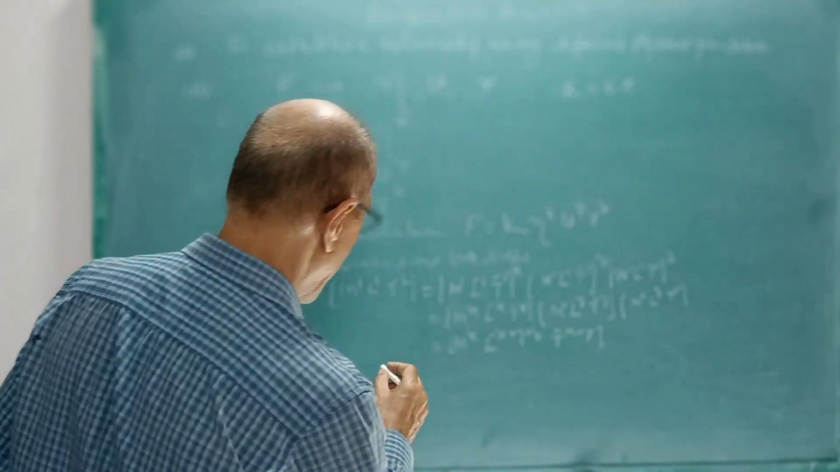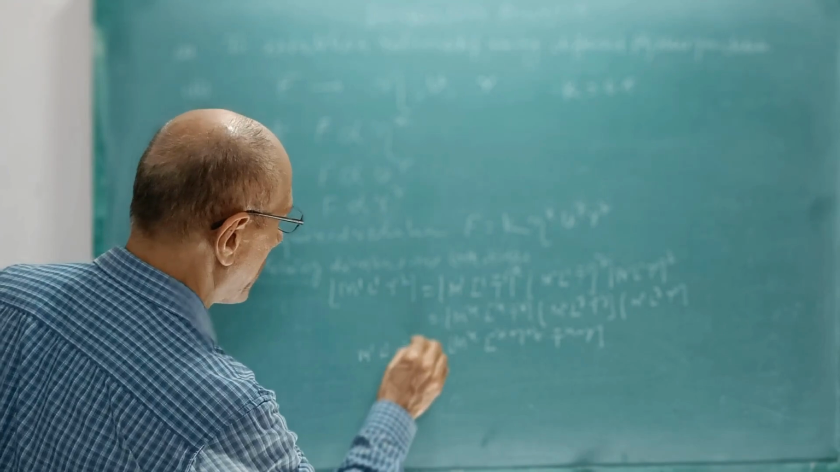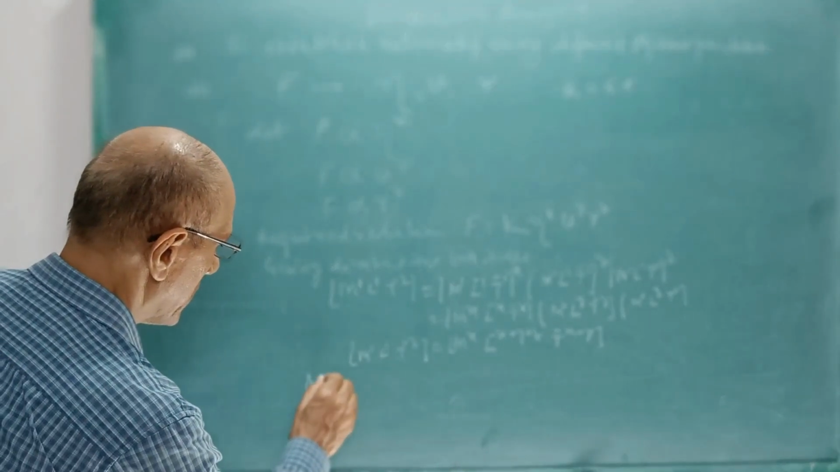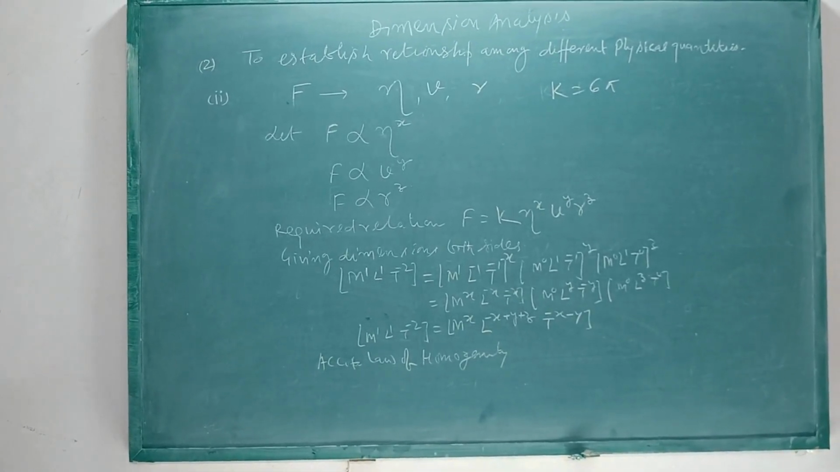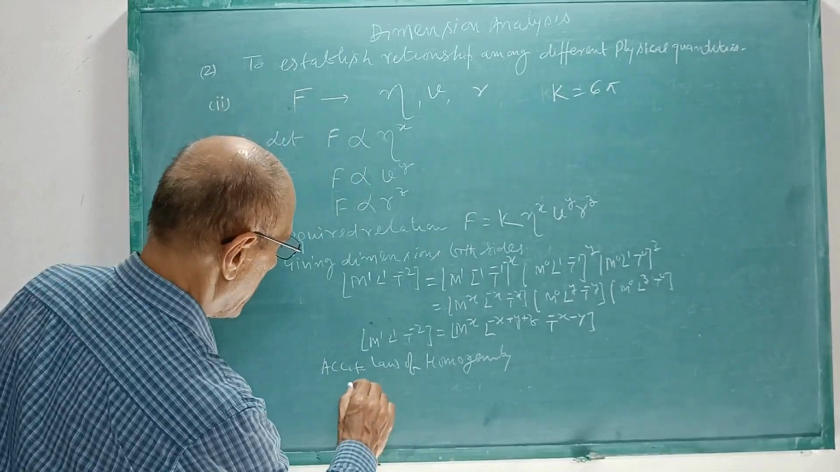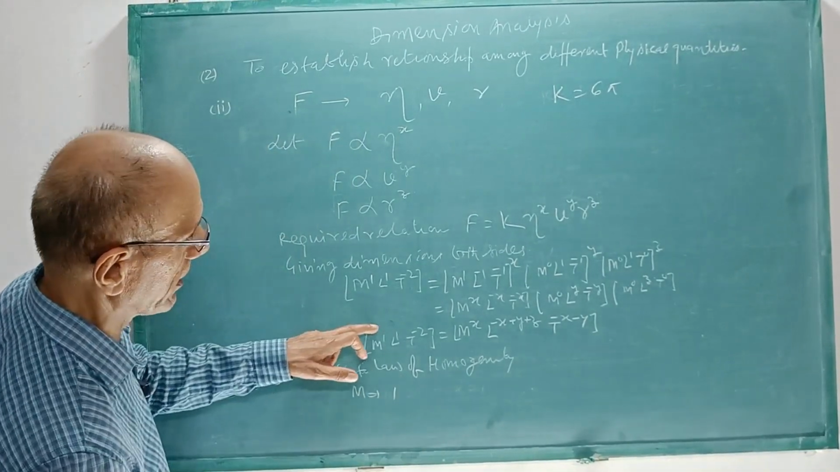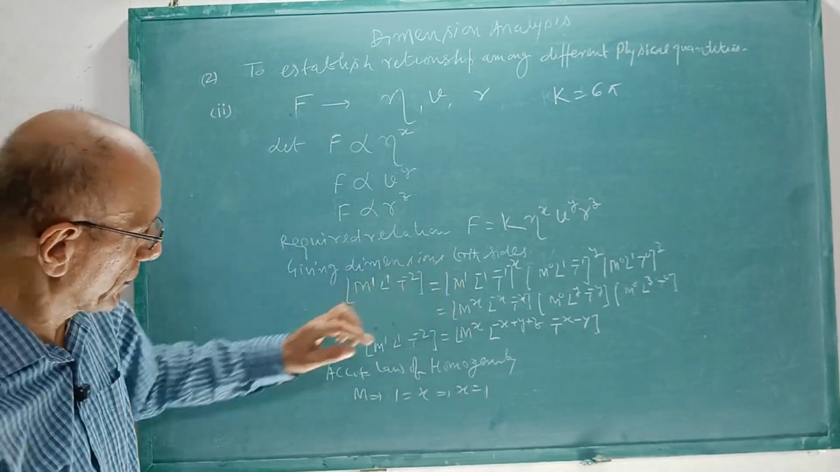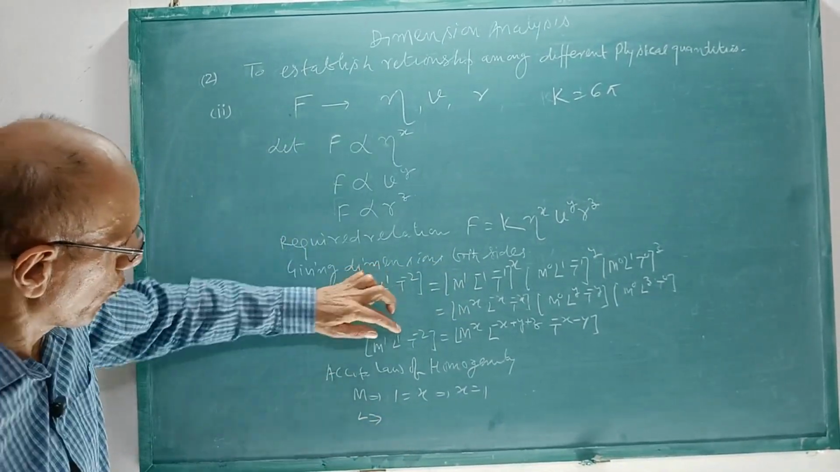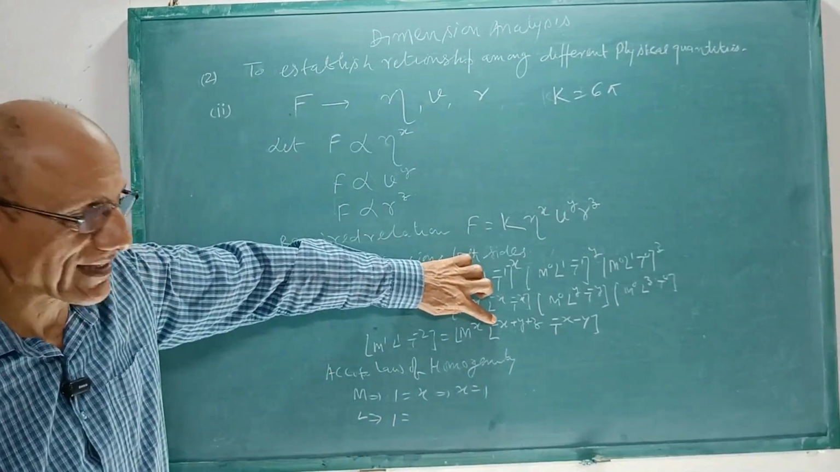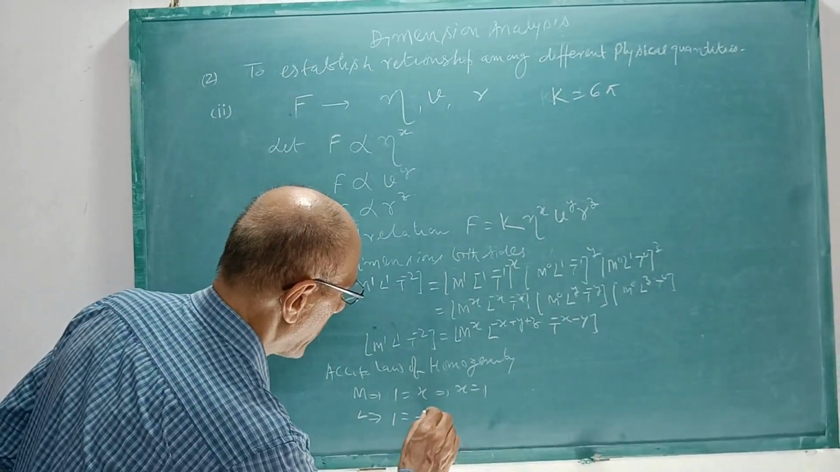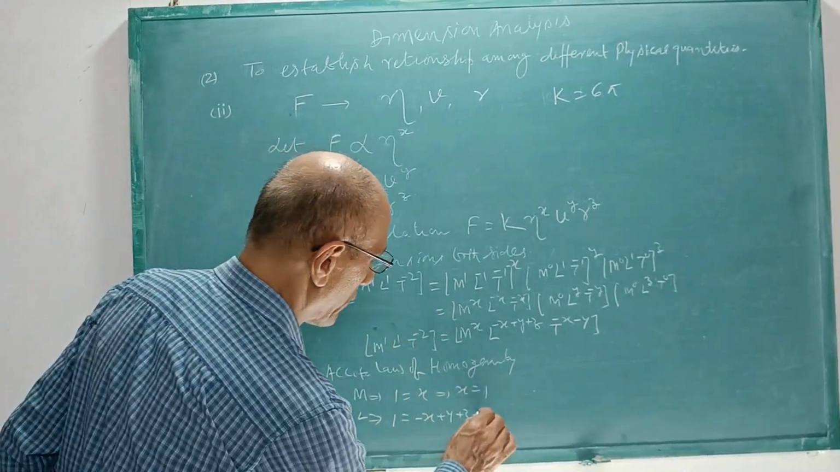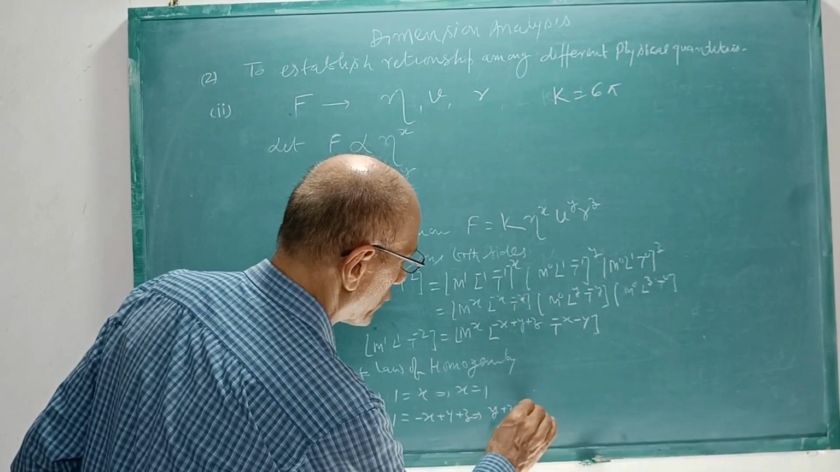And here we get M1 L1 T minus 2. So according to law of homogeneity, this M power is 1, here it is equal to x, so that means x equals 1. Now for L we get 1 equals minus x plus y plus z, and x is 1, so this 1 comes over here, so that way you get y plus z equals 2.